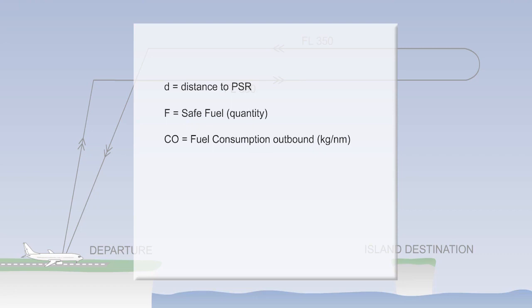CO is the specific ground range outbound. Specific ground range is fuel used per nautical ground mile. CH is the specific ground range homebound. The formula to be used is D equals F over CO plus CH. Now let's see how it is used.